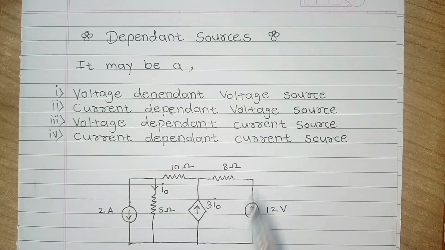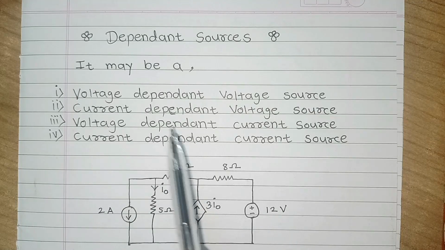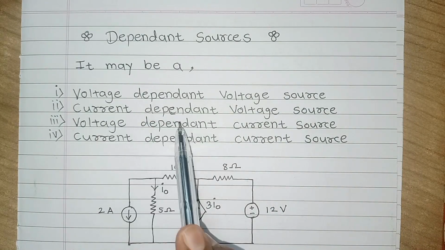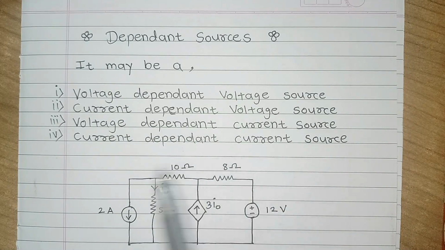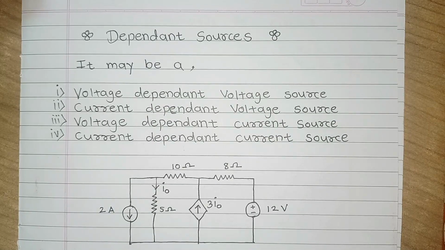Here you can see there are four types of dependent sources. First is the voltage dependent voltage source. Second, the current dependent voltage source, third, the voltage dependent current source, and fourth, the current dependent current source. We will see how they look.